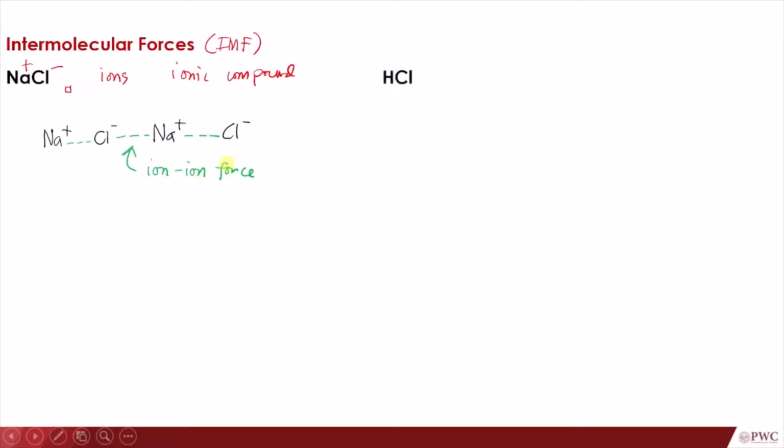Let's have HCl. HCl is a covalent compound here because H is a non-metal, the same thing for Cl. So here, there's no transfer of electrons, so there is no formation of formal charges. Again, when I say formal charges, I'm referring to the full charges. So here, there are no formal charges over here.